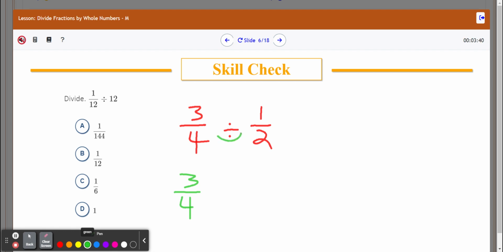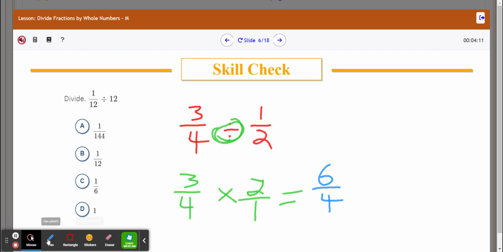You're going to change the division sign to a multiplication sign. You change it from a division sign to a multiplication sign. And then you're going to use the reciprocal of the next number. The reciprocal of 1/2 is 2/1. And then you just multiply like normal. 3 times 2 is 6. 4 times 1 is 4. And then you've got to simplify, of course. But that's the way you divide.